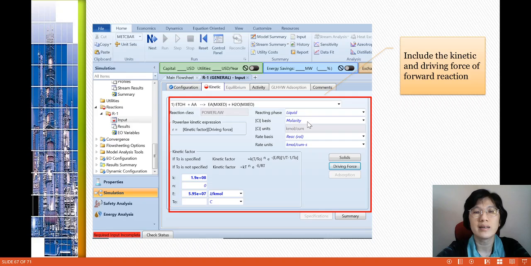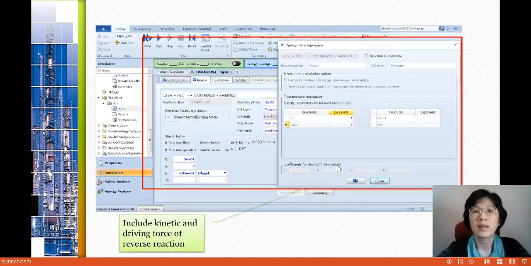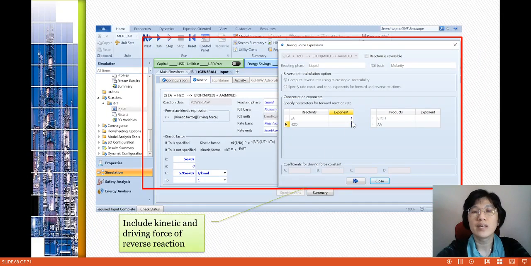Liquid phase, the basis is molarity, so the rate basis is volume basis with the unit of kilomole per meter cube per second as stated in the question. Then you put in the pre-exponential factor and activation energy. Remember, the unit for your activation energy must be correct. If you have chosen the wrong one, then all the simulation results will be wrong. So next would be your driving force to put in the order of reaction. So the order of reaction would be first order in ethyl acetate.